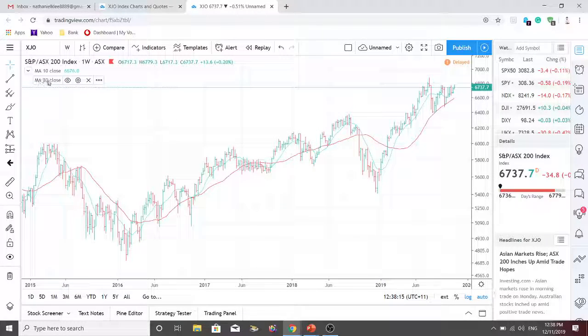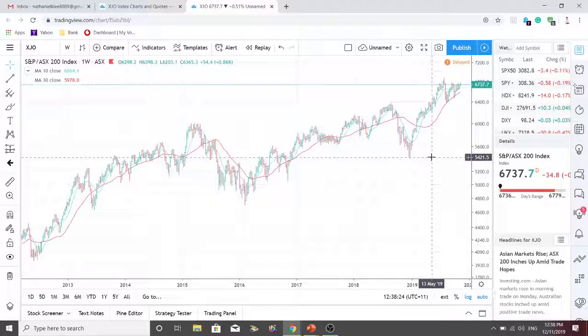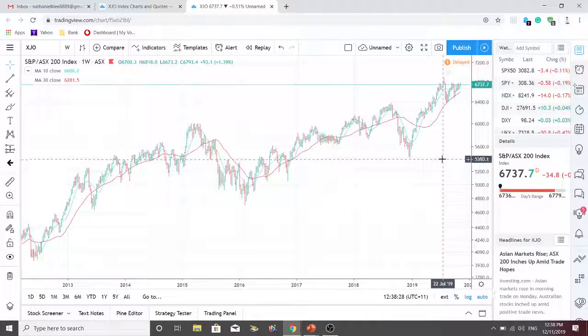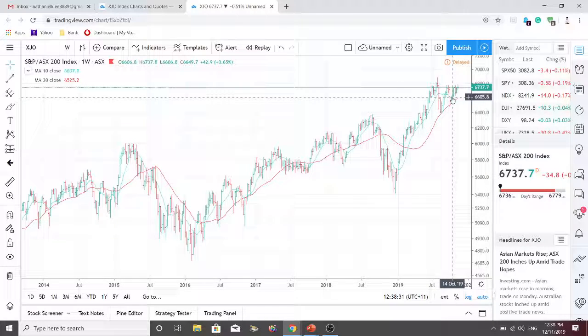I'm using 10 and 30-day moving average, nothing fancy, just using the close. The market's still above. It's forming some sort of a triangle shaped thing, but it's a major resistance here. I am cautious, and if it does go, I will go long. If it goes the other way, I'm going to go short.